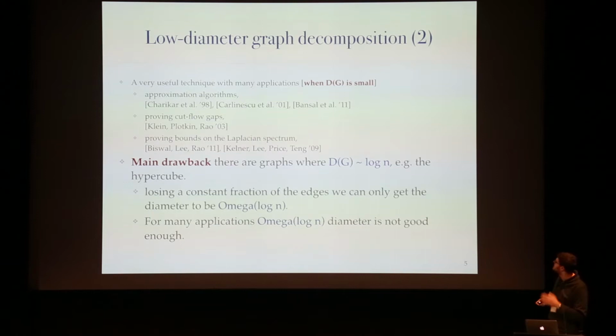I get very cool approximation algorithms for fixed minor free graphs or bounded genus graphs. But for graphs as natural as the hypercube, this isn't the case. If you have a hypercube, this parameter scales like log n, which means if you want to cut at most a constant fraction of the edges, you have to settle for a diameter of omega log n. And for many applications, this simply is not good enough.